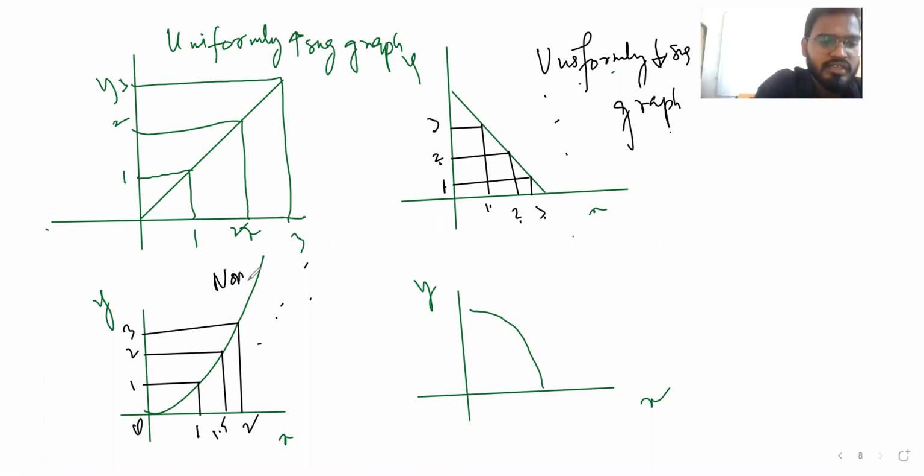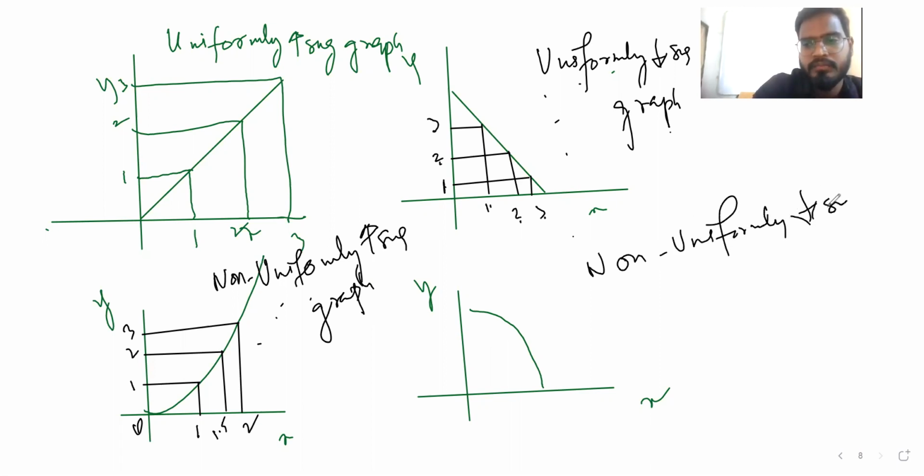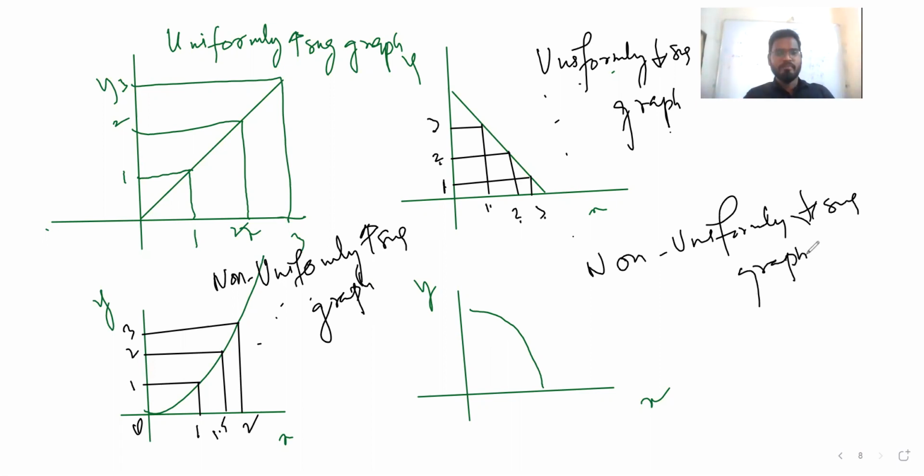Which type of graph is this? Non-uniformly increasing graph. Right, now anybody can say this is what? Non-uniformly decreasing graph. Okay, so you guys understood? You have a complete idea how many types of graph there will be: uniformly increasing, uniformly decreasing, non-uniformly increasing, non-uniformly decreasing. You understood what is tan theta, what is slope, what is area.